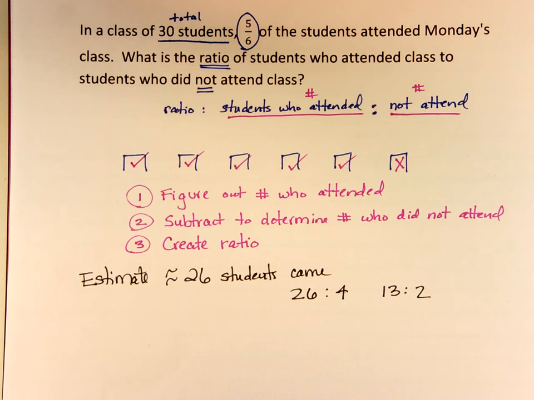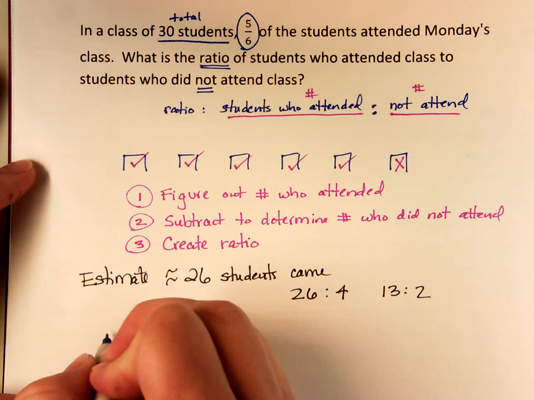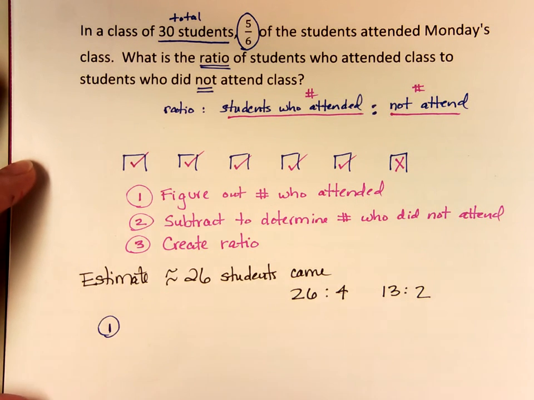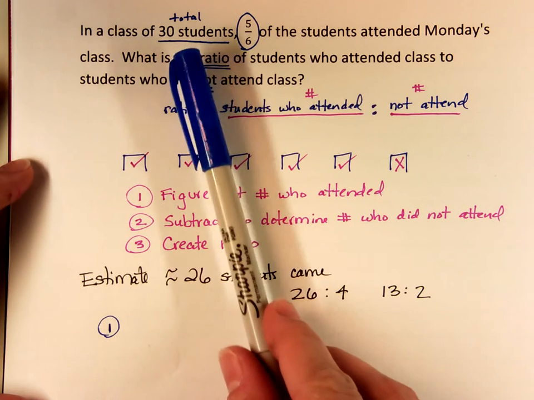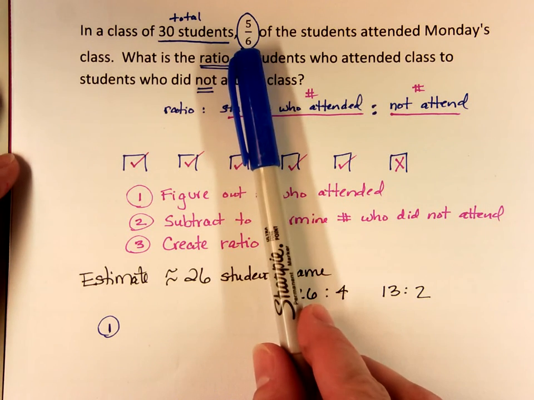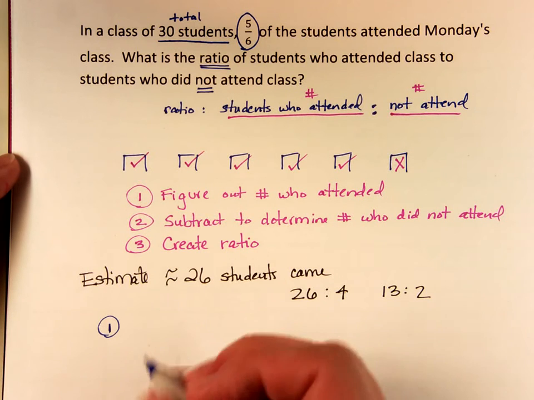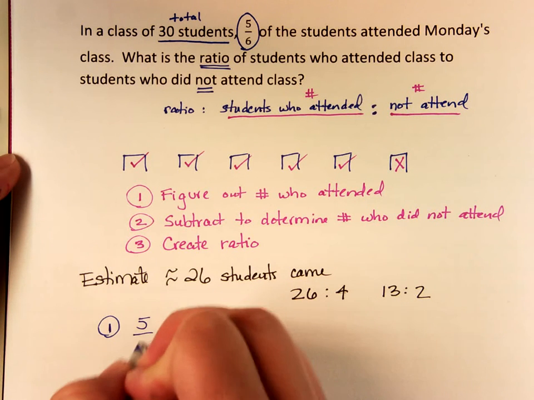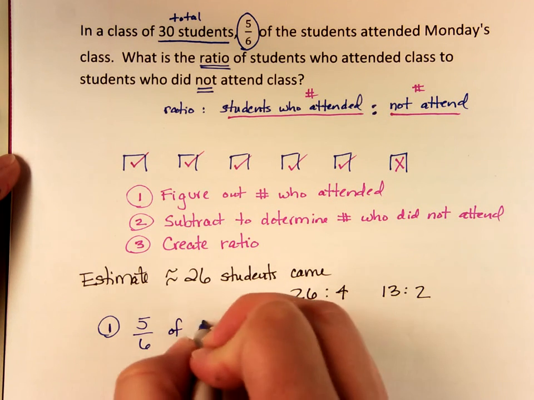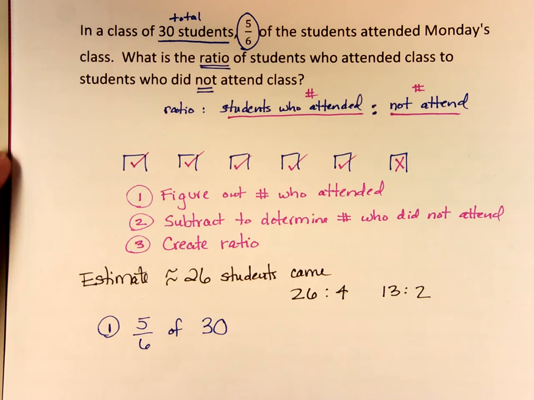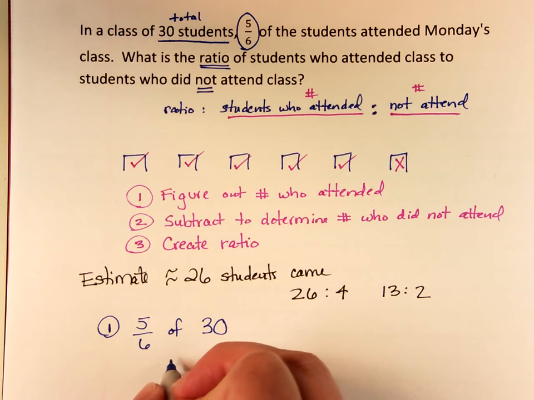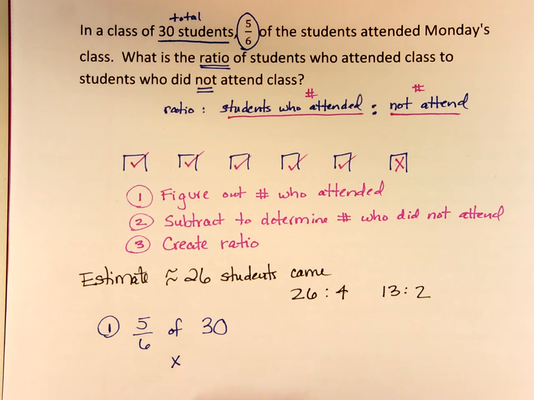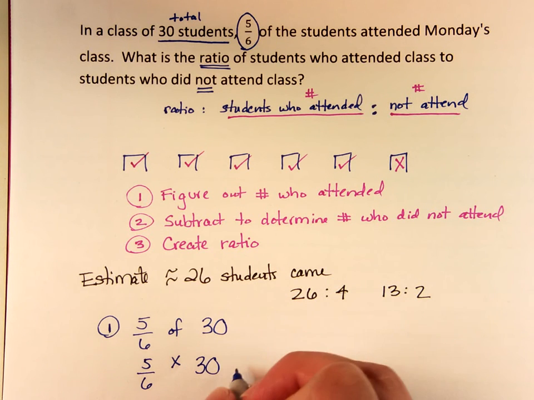Let's go back to step number 1. Figure out exactly who attended. In a class of 30 students, 5/6 of the students attended. So we need to figure out what is 5/6 of 30. If you think back to our unit on percents, anytime you see an "of" with fractions or percents, you're allowed to multiply. So we can do 5/6 times 30.